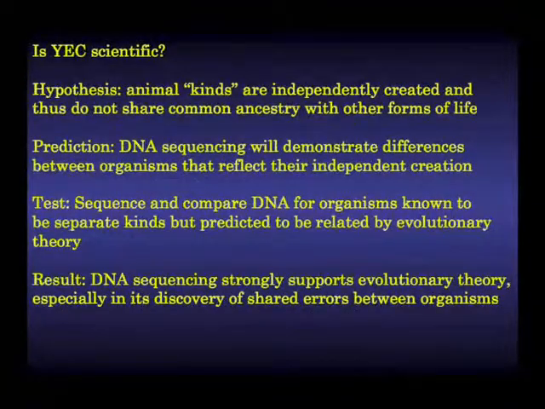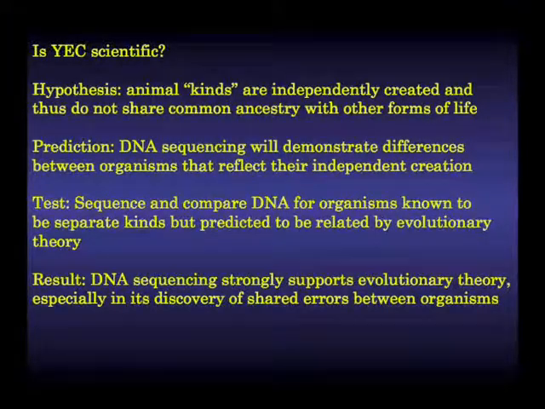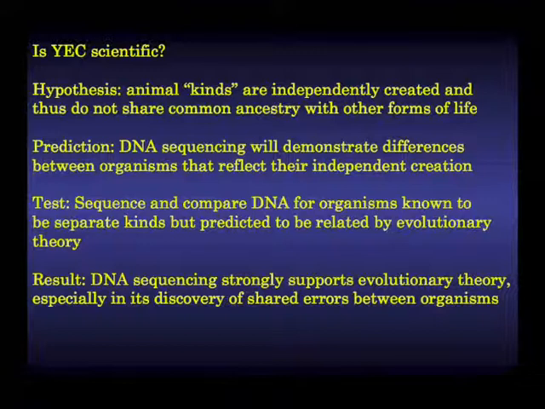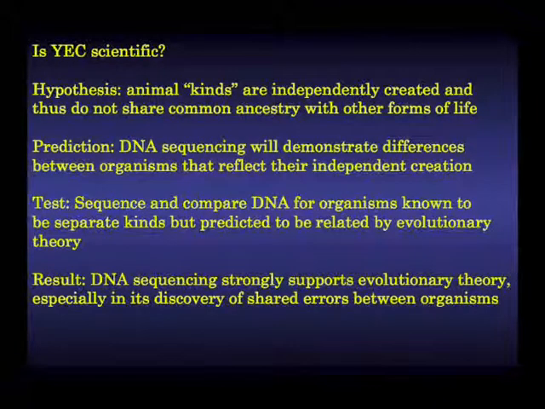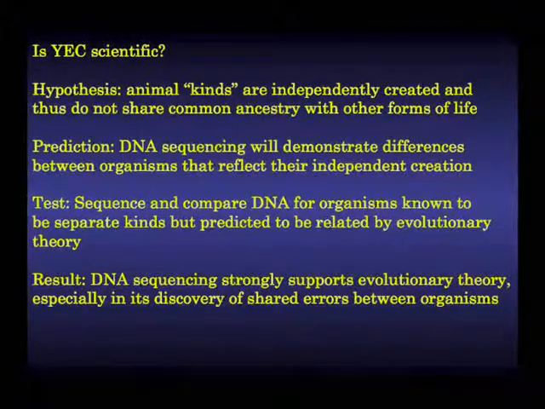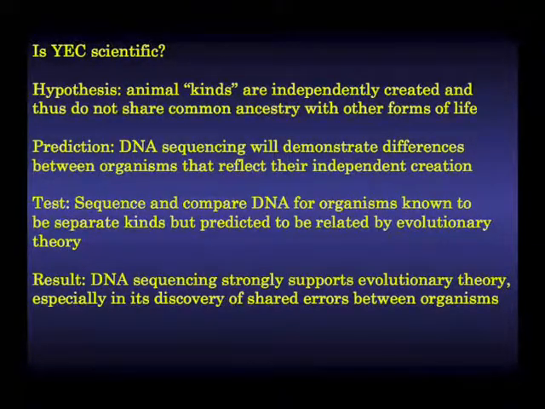Okay, another main hypothesis that young Earth creationism puts forward is that various animal kinds were independently created on Creation Week and thus do not share common ancestry with other forms of life. We've already discussed this somewhat when we were talking about evolution proper and the predictions that evolutionary theory makes in terms of DNA sequence similarities, that type of thing.